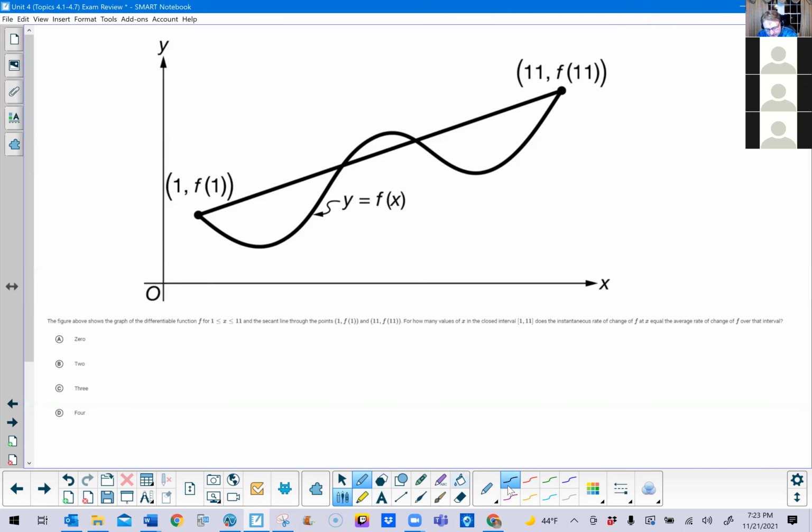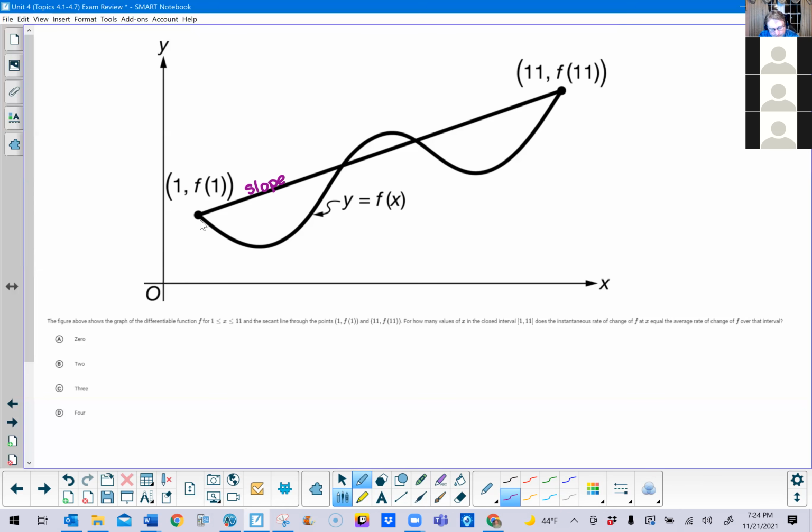So what you've got to do here is really understand what it means to be an average rate of change and what it means to be an instantaneous rate of change. The average rate of change is there for you. It's the slope of that line, right? Can we find the slope of that line? No, because we don't know what f(11) or f(1) is. But what we can tell is that line has a positive slope, maybe somewhere between 30 and 40 degrees relative to the x-axis, just some kind of positive slope there.